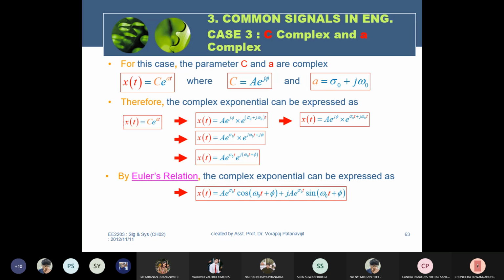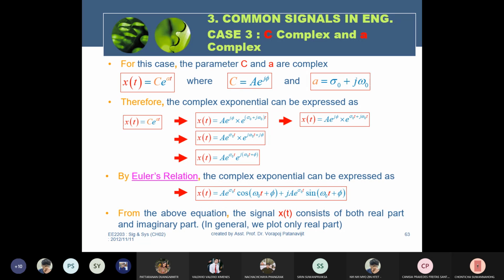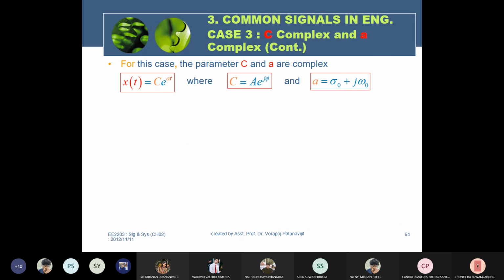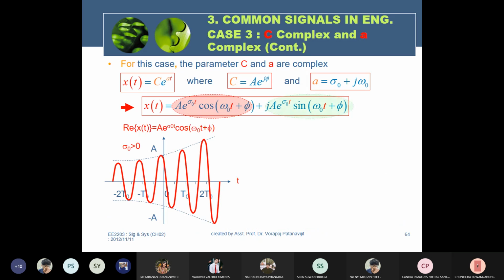A e^(gamma t) is fixed, only this term. Omega t plus phi is here, cos theta, j sine theta. When you plot in this scale, the whole equation x consists of both the real part and the imaginary part. But generally, in the real world, we have only the real part. We can plot both for magnetic analysis.